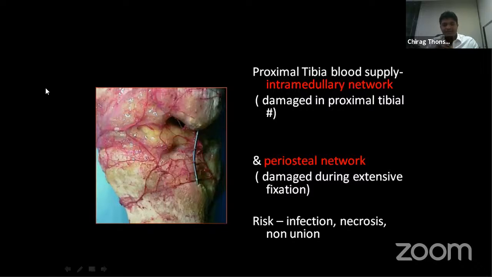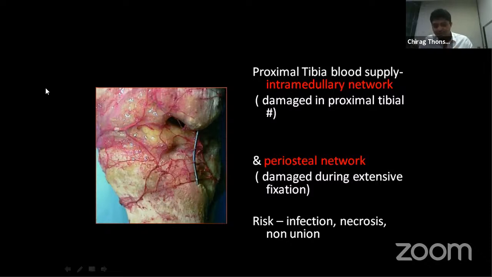Now, why are these proximal tibial fractures notorious? Because there's a lot of vascularity disruption in these kinds of fractures. If you look at the proximal tibial blood supply, we have it either through an intramedullary blood network or else through a periosteal network.